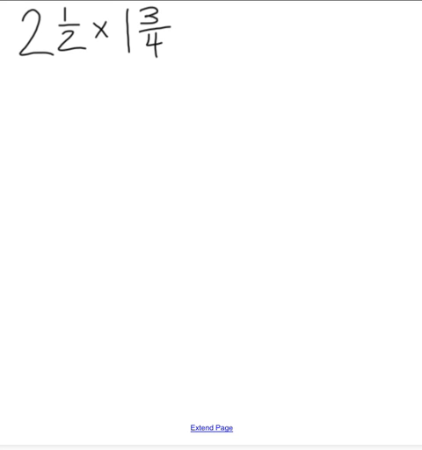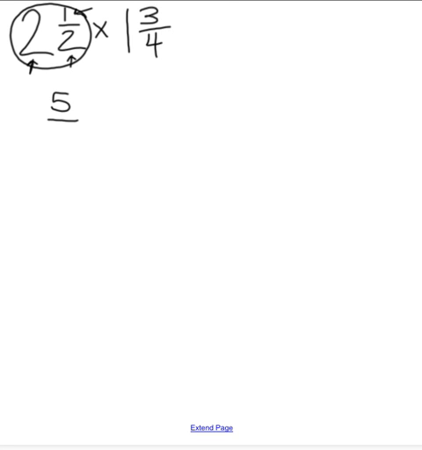What I need to do is convert 2 1/2 to an improper fraction first. So in 2 1/2, how many pieces are there in a whole? Since the denominator is 2, I know that there are 2 pieces in every whole. How many wholes do I have? Since I have 2 wholes and there are 2 pieces in every whole, 2 times 2 is 4. I need to add the 1 additional piece that I have in my numerator, and that is 5.